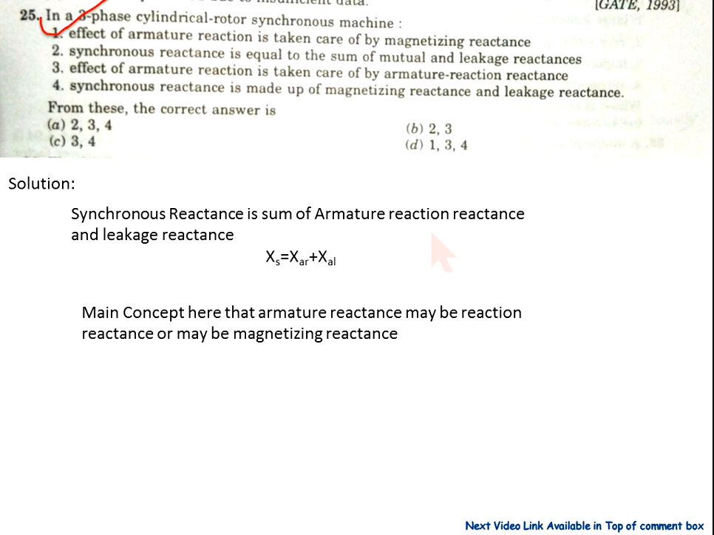So statement 1 is correct. Statement 2, synchronous reactance is equal to the sum of mutual and leakage reactance: there is no mutual reactance in the synchronous machine, so statement 2 is wrong. The effect of armature reaction is taken care of by the armature reaction reactance. Yes, this is the armature reaction reactance, and this is the armature leakage reactance. So it is taken care of by the armature reaction reactance.